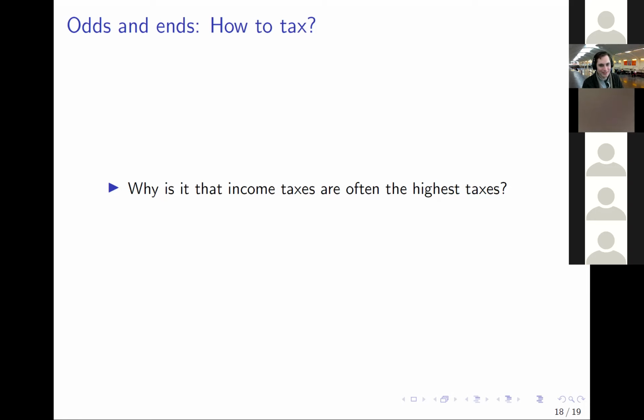So isn't it weird that the highest tax is the one that we charge to workers? Not the capital owners? That seems so backwards, doesn't it? But there's a reason for it.